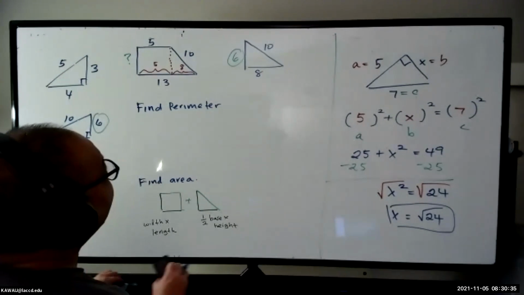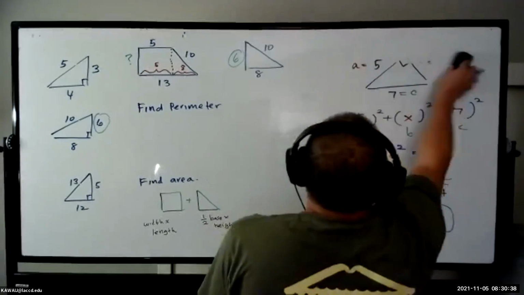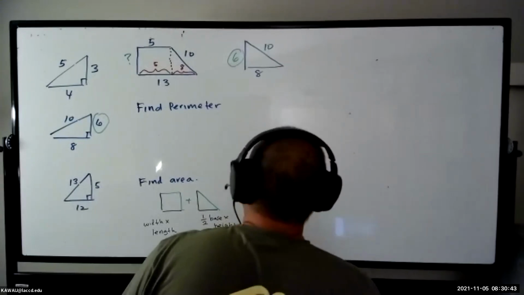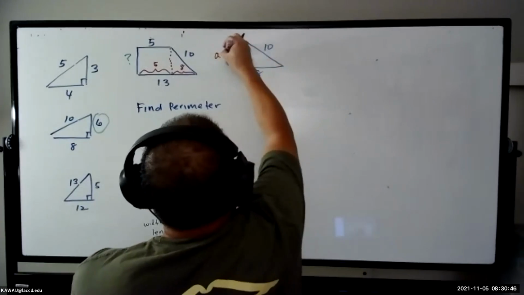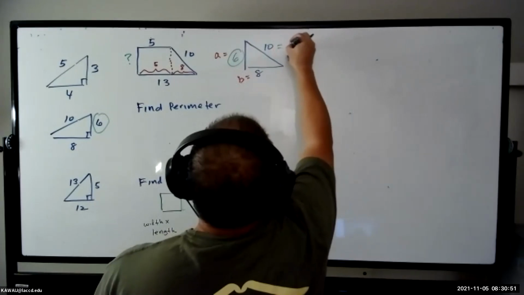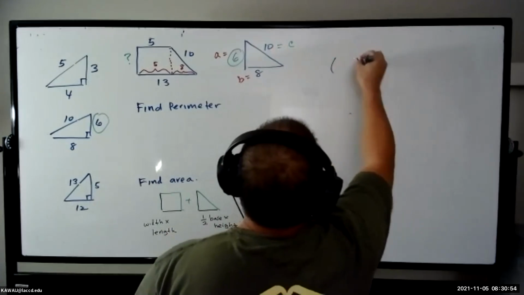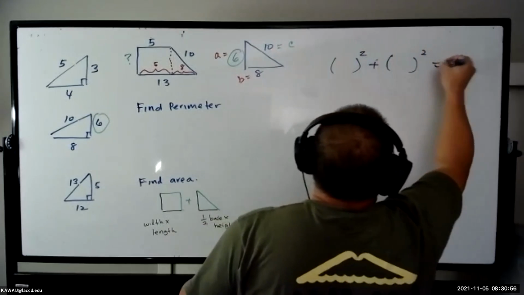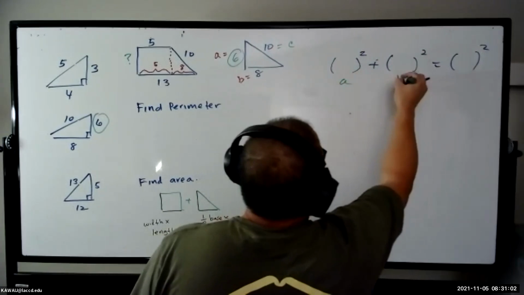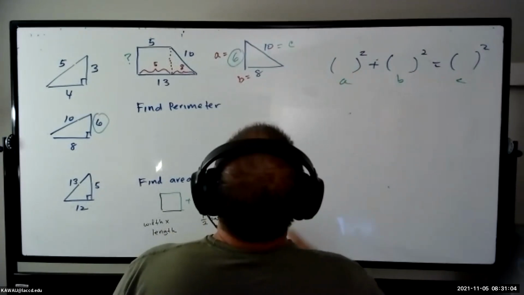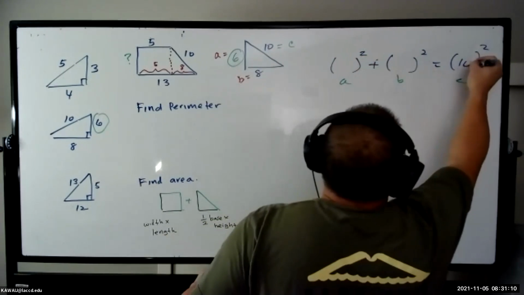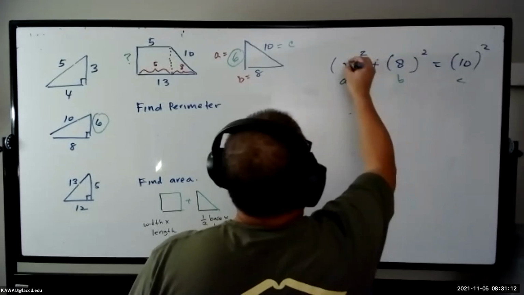Now, if you didn't see that, you could use the Pythagorean theorem. And say, this is A, this is B, and this is C, and go something squared plus something squared is equal to something squared. So you get, we know what 10 is. We knew what 8 was. This is what we didn't know.